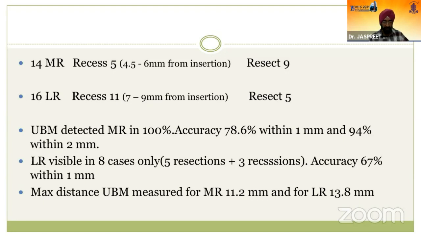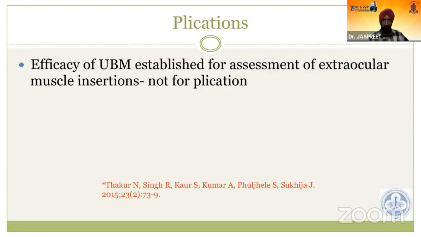So the medial rectus were recessed much less as compared to the lateral rectus. That's why probably the UBM could identify medial rectus in 100%, whereas in lateral rectus, probably just in 8 cases, 3 recessions, and the maximum limit was 11.2 and 13.8 for the lateral rectus and 11.2 for the medial rectus. So we could not go beyond that. If the lateral rectus was beyond 14 millimeters from the limbus, probably we were unable to identify it.